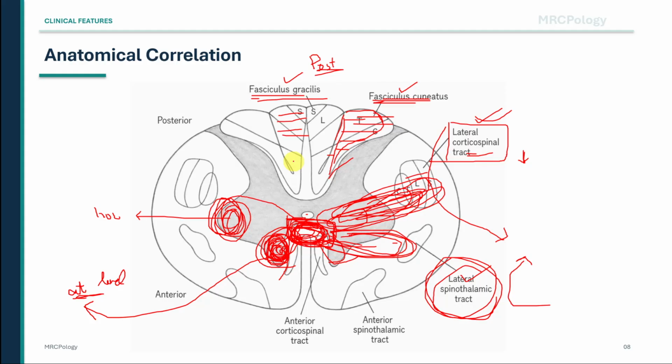MRCP trap. The sensory level is not always a neat single line. Because the lesion affects crossing fibers and expands anatomically, the clinical findings can be patchy or segmental. But the high-yield pattern remains dissociated sensory loss, especially loss of pain and temperature with preserved dorsal column function early.